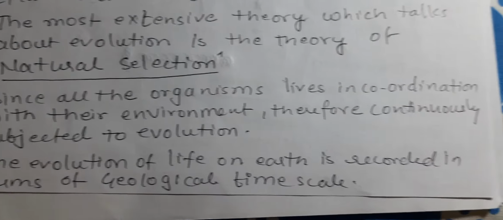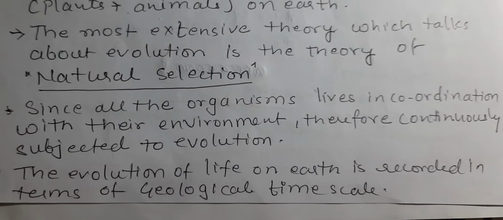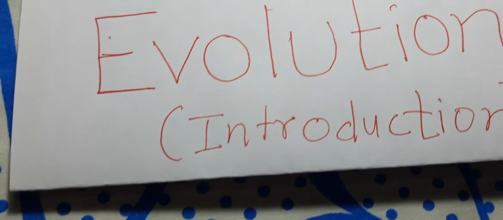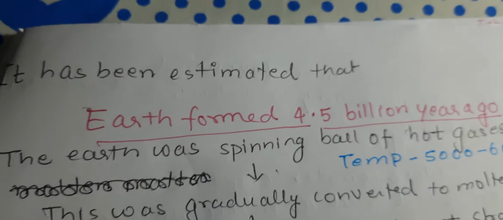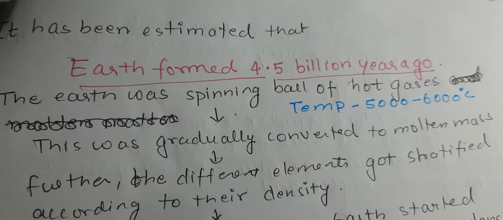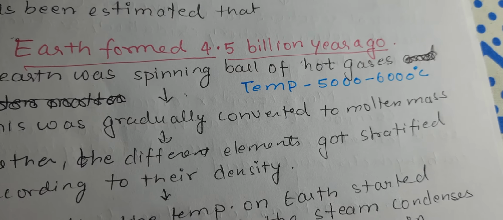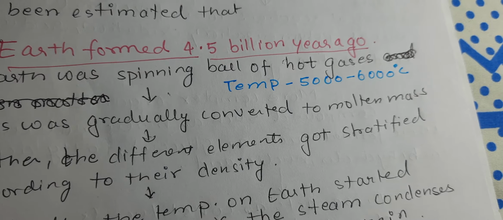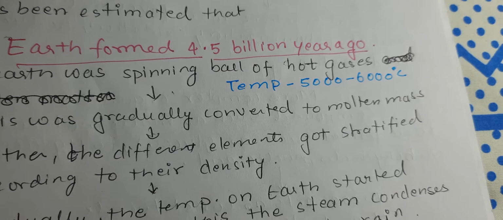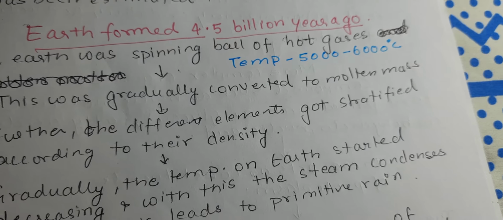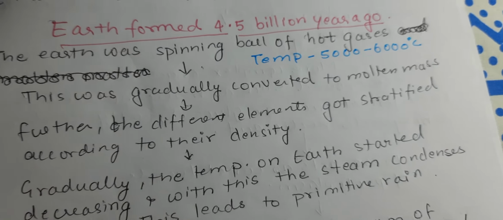The evolution of life on earth is recorded in terms of the geological time scale. So we'll be talking about what the geological time scale is. Now it has been estimated that Earth formed 4.5 billion years ago, and the Earth at that time was a spinning ball of hot gases, and the temperature was 5,000 to 6,000 degrees Celsius. And this slowly, gradually converted to a molten mass.